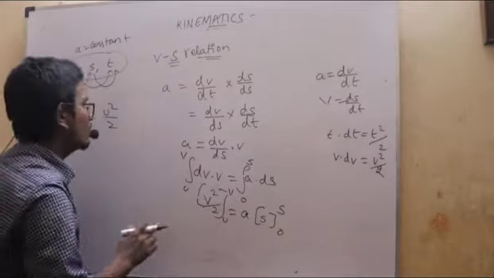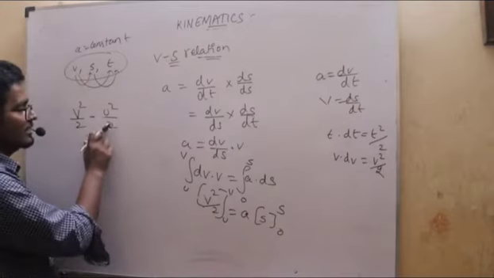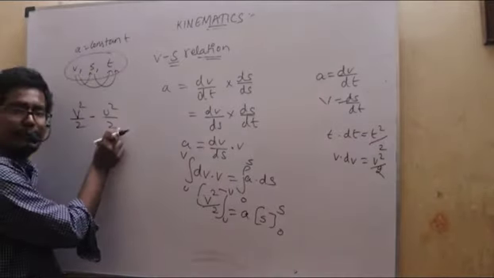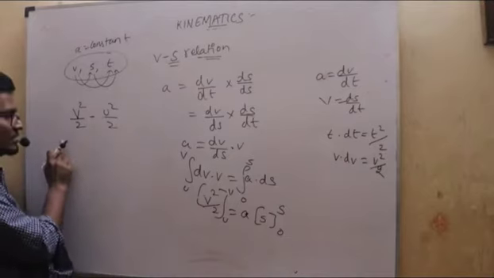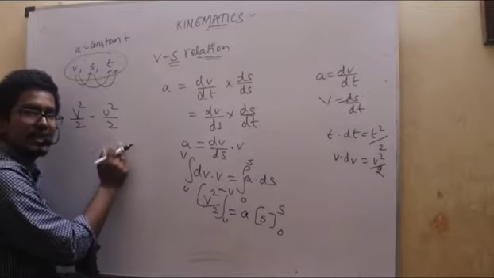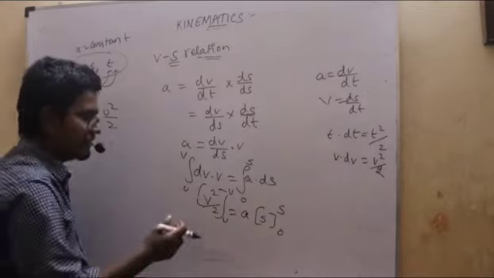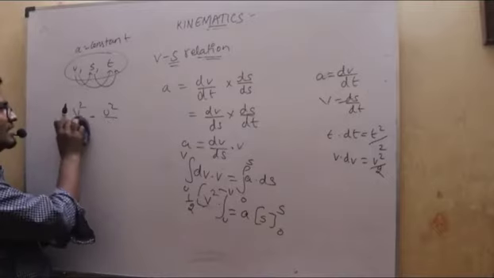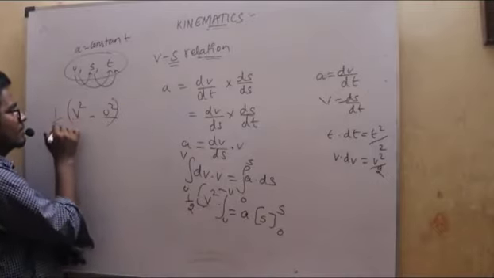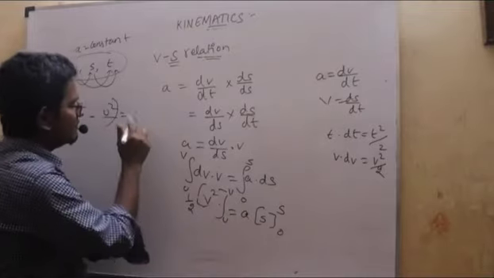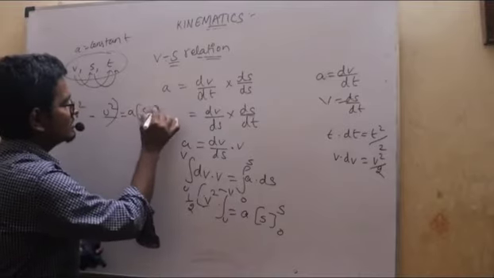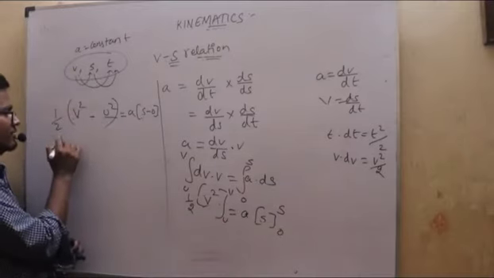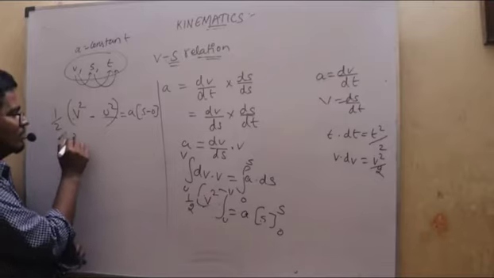As I told already in the previous one too, we can remove this 2 out in the next step. What I can do is take 2 as common, 1 by 2 into v square minus u square. I can write like this, but it is a shortcut. As it is a constant, we can write this constant outside, 1 by 2. So 1 by 2 outside is equal to a into s minus 0. The upper limit is s, and the lower limit is 0, so I substitute s minus 0. Then it is v square minus u square.